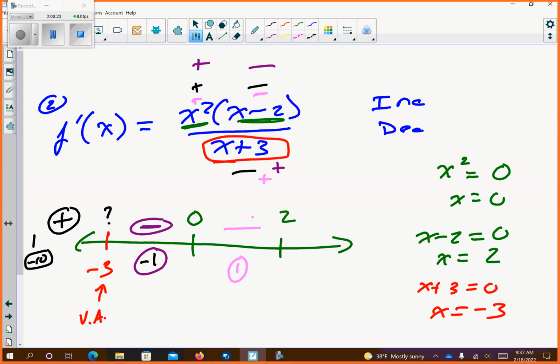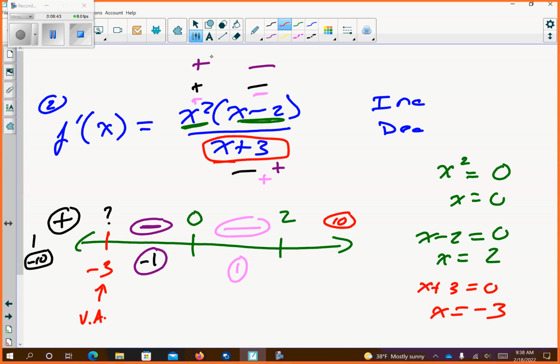So friends, what can you tell me about 0? Is it a max, min, or a point of inflection? Okay, because the signs stay the same. Okay, point of inflection, very good. Then let's pick, say, a value way over here. Let's pick 10.